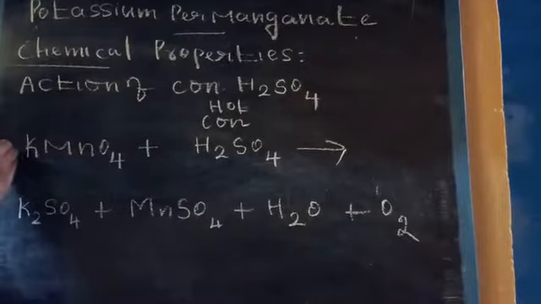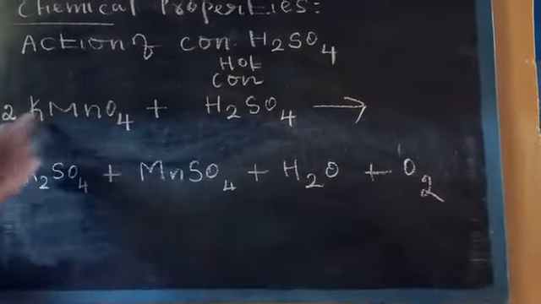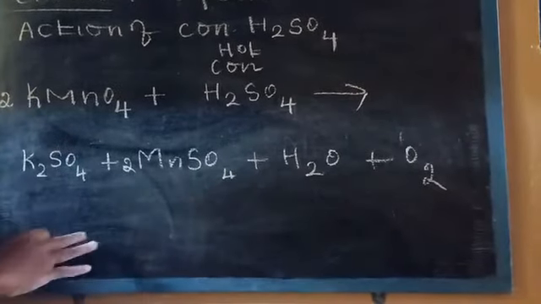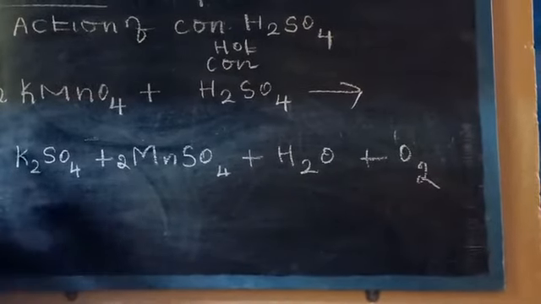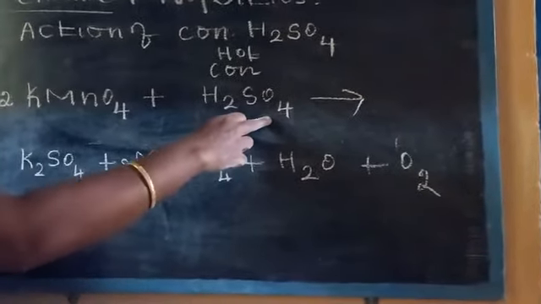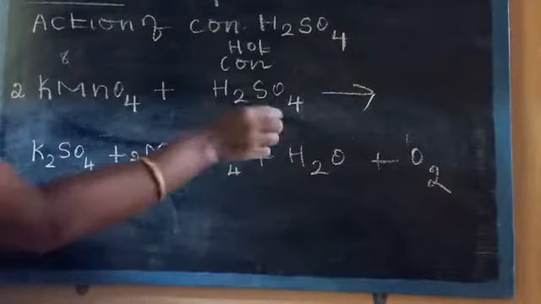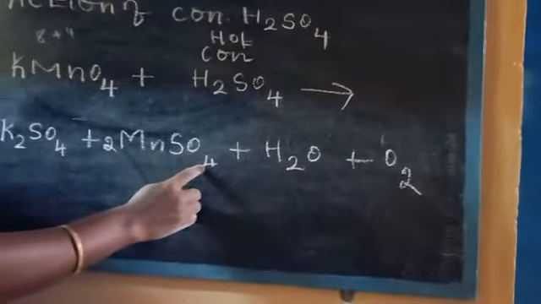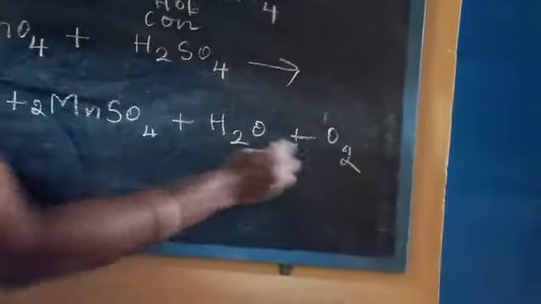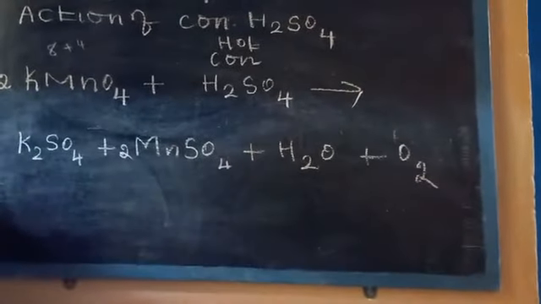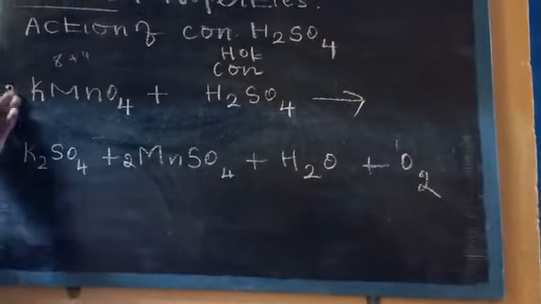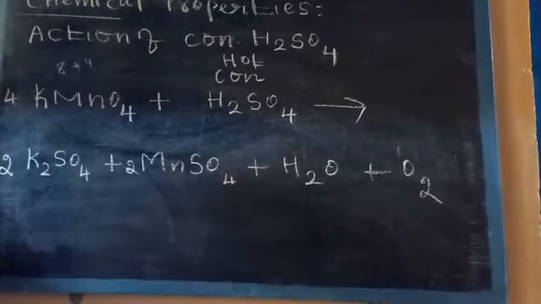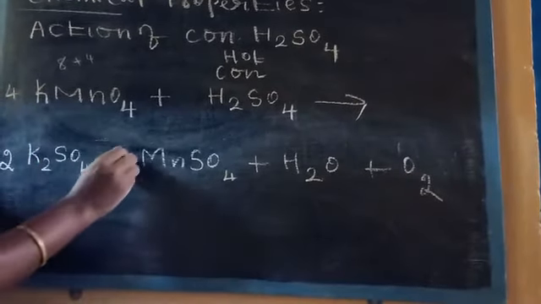Here potassium is 2, so multiply by 2. Now Mn multiplied by 2. Next check the oxygen. Here 4 2s are 8 plus 4, totally 12. Here 4 2s are 8, so 12, 13, 14, 15. Oxygen is not balanced. Children, this one is multiplied by 4, so now Mn is 4.